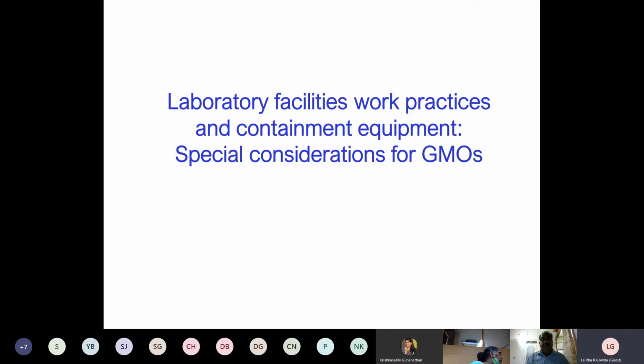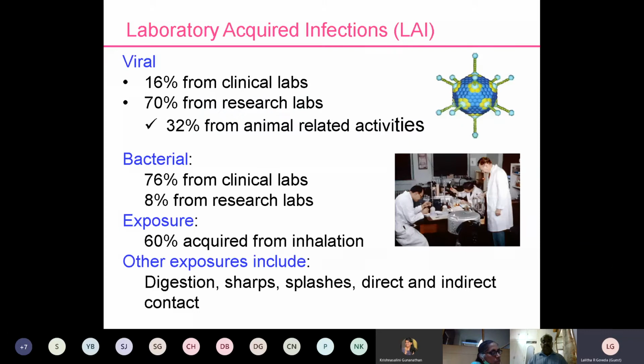Okay. Good afternoon, everyone. So, what I'm going to do is continue with what Dr. Vibha said, talking about the laboratory facilities, work practices and containment equipment. In the laboratory, the reason we need to follow all these practices is because there are a large number of laboratory acquired infections, especially to humans. They include viral, bacterial, as well as exposure to chemicals and other aerosols. And sometimes you have infections due to sharps, splashes, etc. So these are laboratory acquired infections, and we need to protect ourselves when we are working in the lab, and we need to protect the environment also.